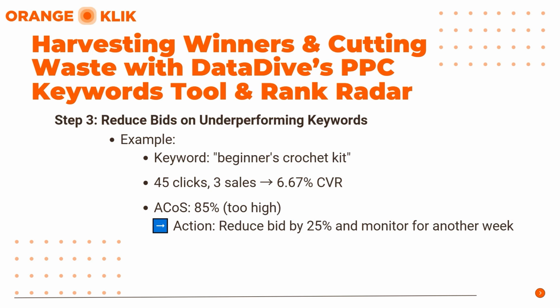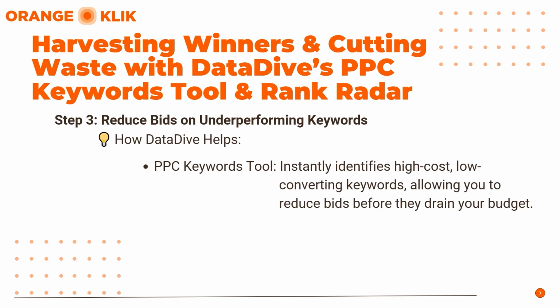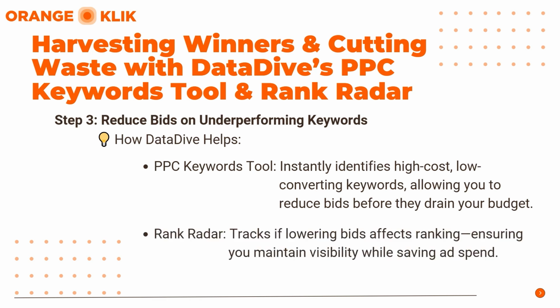How does Data Dive help in this step? With the PPC Keywords tool, it instantly identifies high-cost, low-converting keywords, allowing you to reduce bids before they drain your budget. As for Rank Radar, it tracks if lowering bids affects ranking, ensuring you maintain visibility while saving ad spend.